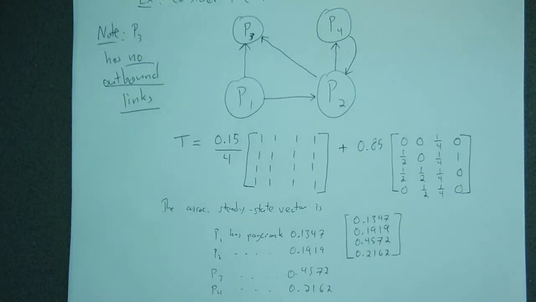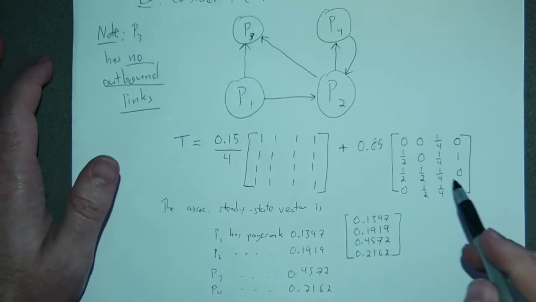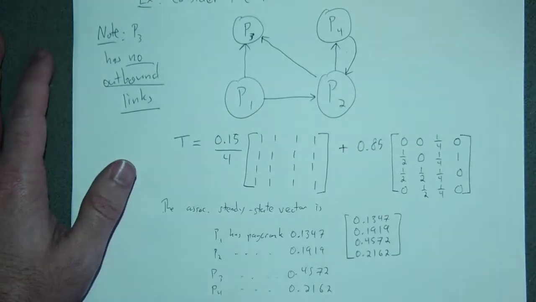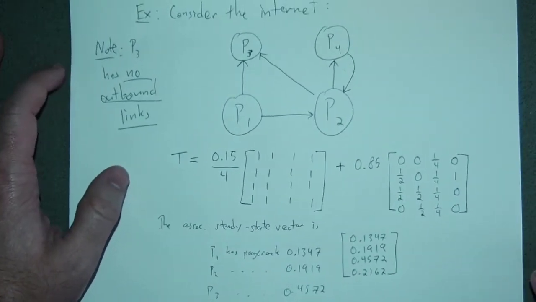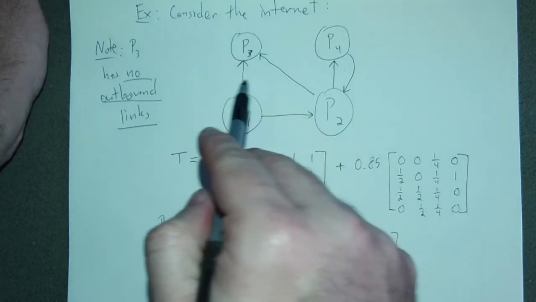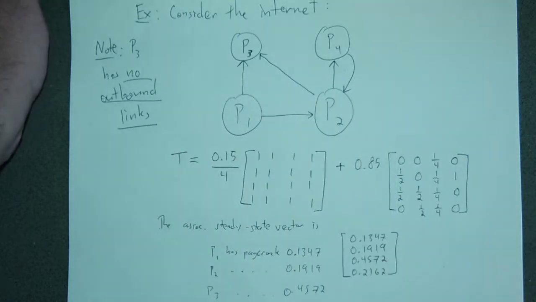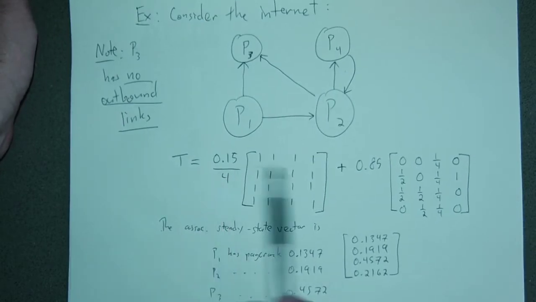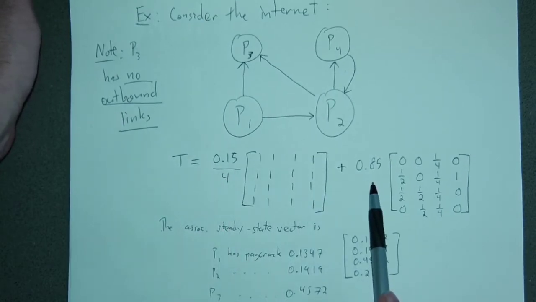So the way that this works is because page 3 has no outbound links. And according to the PageRank algorithm, when a page has no outbound links, then the choice is random 100% of the time. So if you end up on page 3, where a random web surfer goes next is always random. So 15% of the time it's random, and the other 85% of the time it's also random. So it's random in both cases. So both entries are a 1/4.